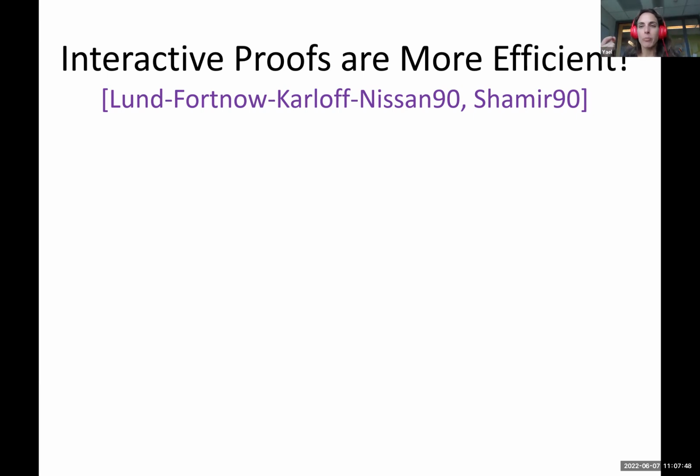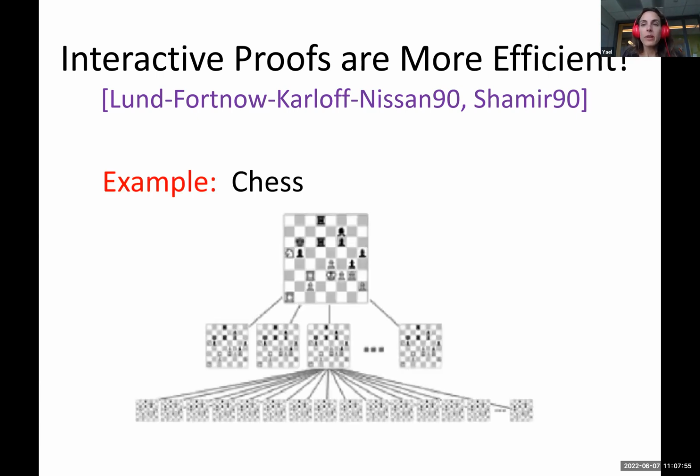Let me give you one example of what I can prove using an interactive proof that I cannot prove using a classical proof. So my example is chess. Here's what I can prove to you using an interactive proof. I can give you a board of chess, and I can prove to you, say, that the black player here has a winning strategy.